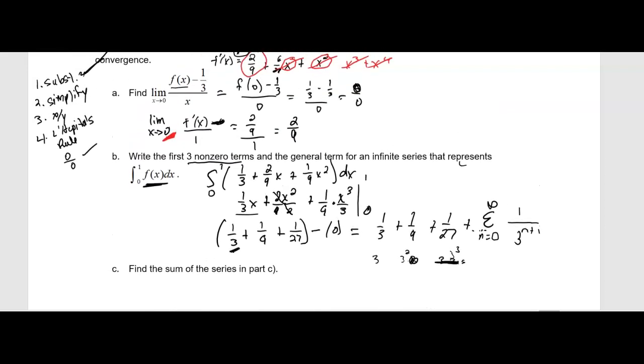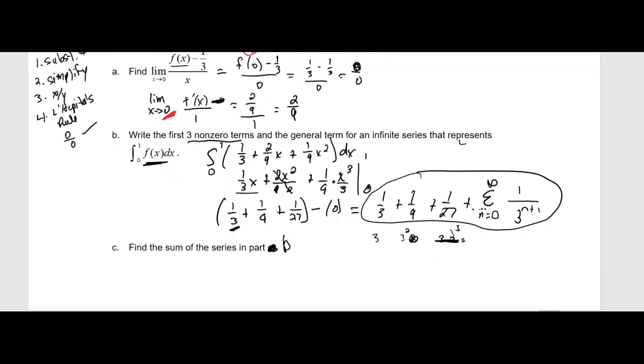Then, find the sum of the series in part B. So now we want to find the sum of the series that we just did up here. Be careful of this. When I first did this problem, I made a little mistake and just found the sum of these first 3 terms. But notice what this is asking for.